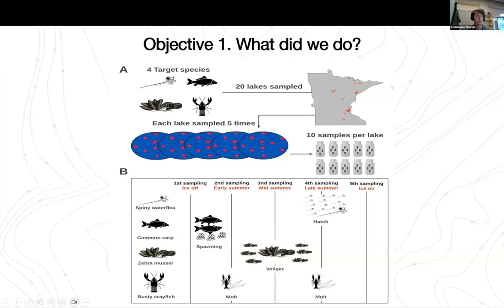And you can see each of these red dots. Each of these red dots represents one of those lakes. So these lakes are all throughout the state of Minnesota. And then at each of these single lakes, we visited it 5 times throughout the open water season. So this is right before or right after ice melts, and then right before ice comes back on in the fall. And at each of these times that we sampled a lake, we took 10 samples per lake.